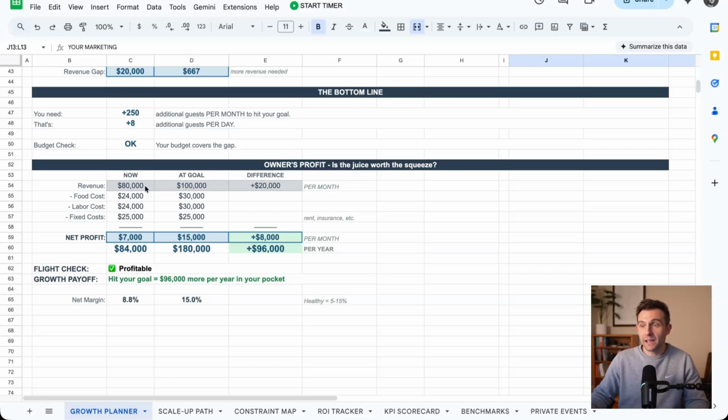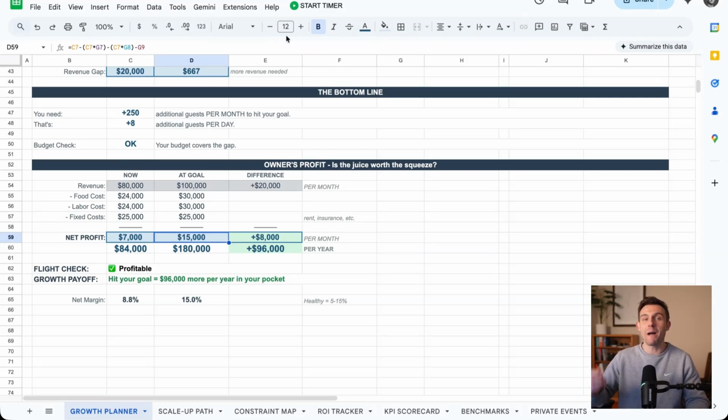So now at 80K a month, after food, labor, and fixed costs, your net profit is 7K per month. That's 84K a year. Now at your goal, 100K a month, your net profit jumps to 15,000 per month. That's $180,000 a year. The difference is $8,000 more per month, or $96,000 more per year. And it's not revenue, it's actual money in your pocket.